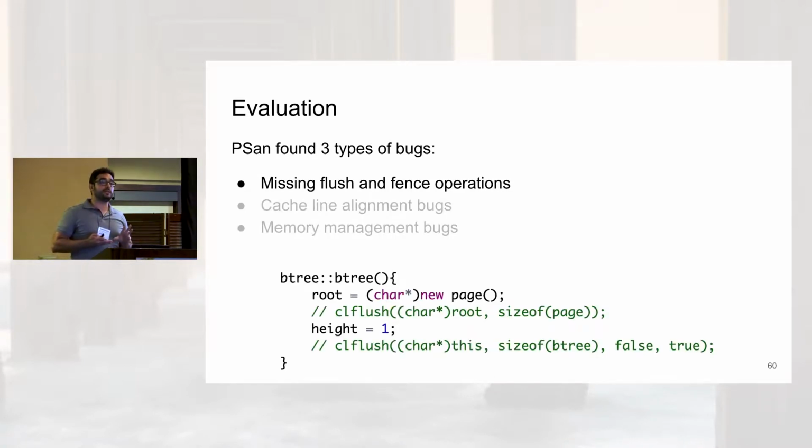The first type is missing flush and fence instructions. Here's a piece of code from FastFair. And PSan suggests that 2 CLflushes that are marked in green are missing in this program.